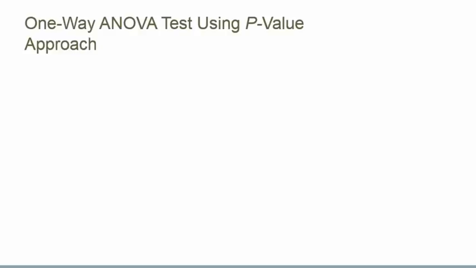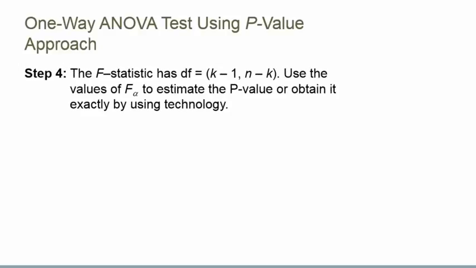One-way ANOVA test using the p-value approach. Step 4. The F statistic has degrees of freedom K-1 and N minus K. Use the values of F sub alpha to estimate the p-value or obtain it exactly by using technology. The p-value is the area to the right of F sub 0, our test statistic.